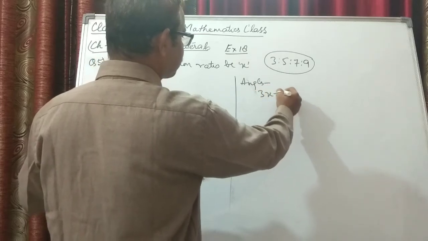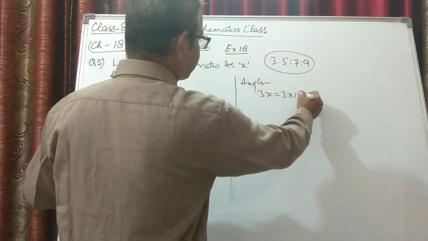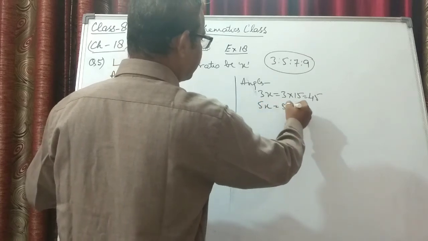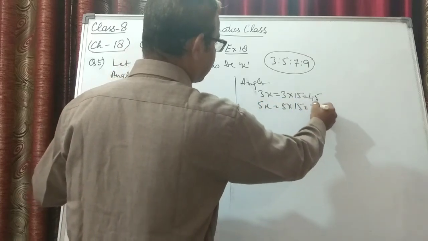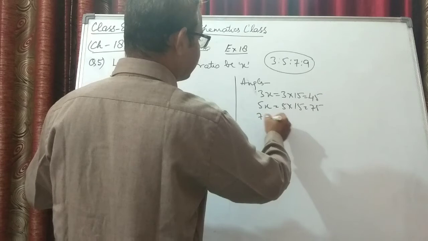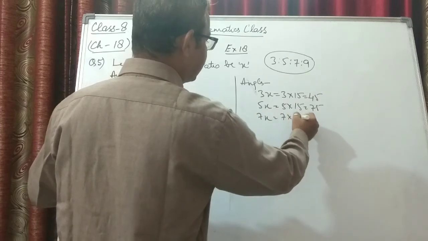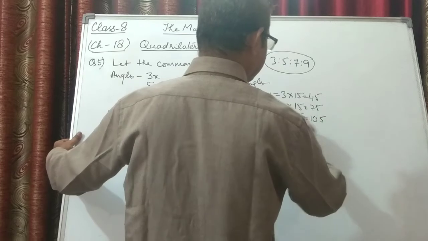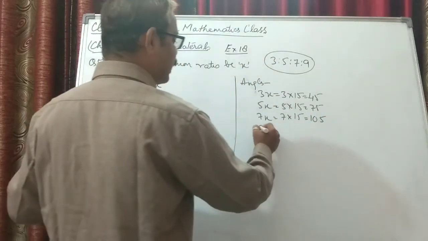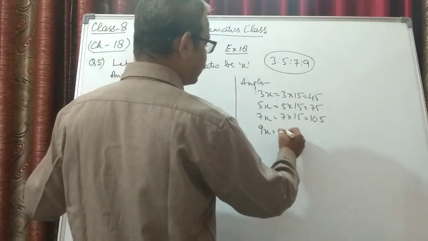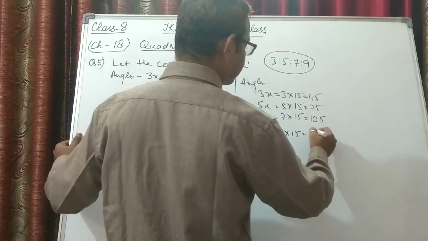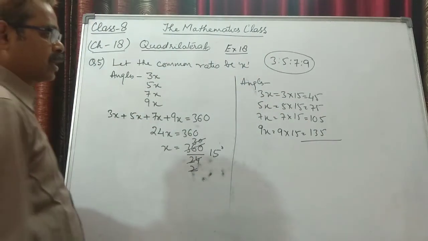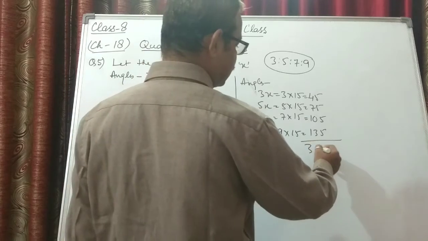3 of x, that is 3 into 15, 45. 5 of x, 5 into 15, that is 75. 7 of x is equal to 7 into 15, 105. Then 9x, that is 9 times 15, that is 135. And if you add all these, you will find that their total is coming 360.